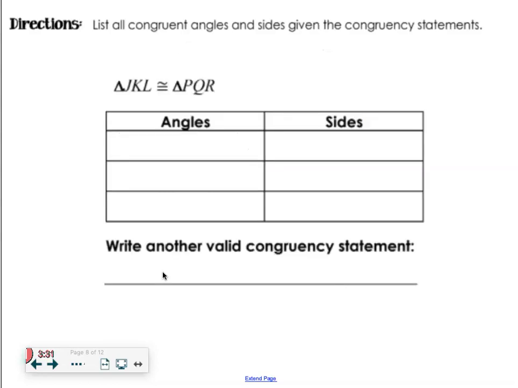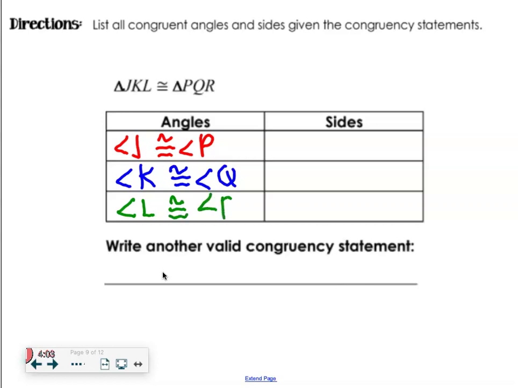Okay. It says list all of our congruent parts given our congruency statement. So we're going to have 3 pairs of angles. If I said angle J, what is it congruent to in my other triangle? P. We're just matching. Congruent to angle P. What about angle K? Just going down the line. Angle L is congruent to what? R. So we all see where we got that from? We just matched and matched and matched.